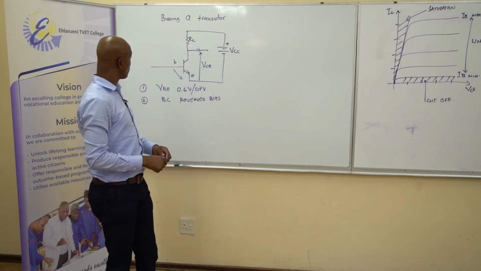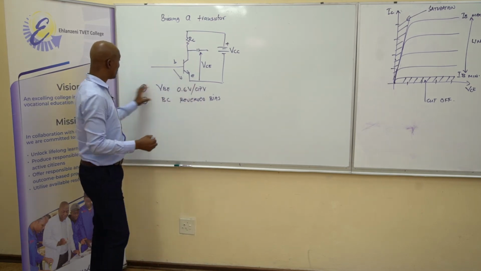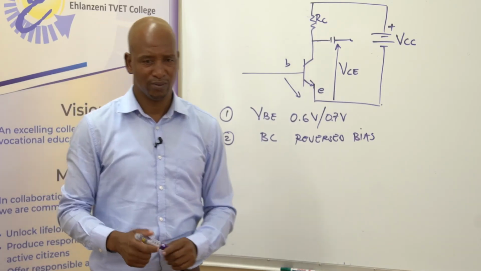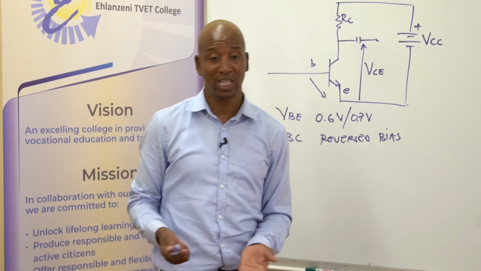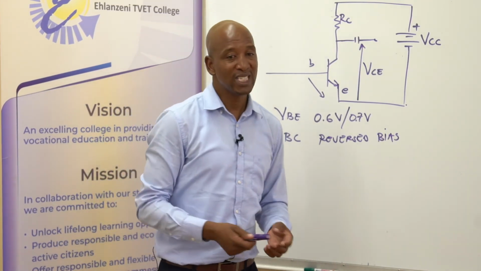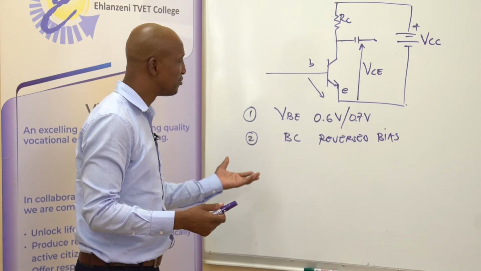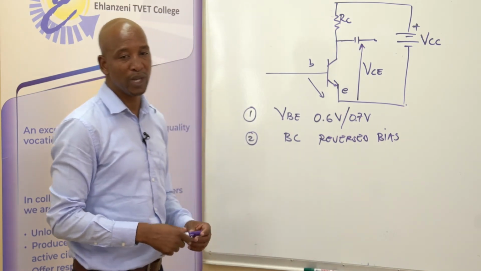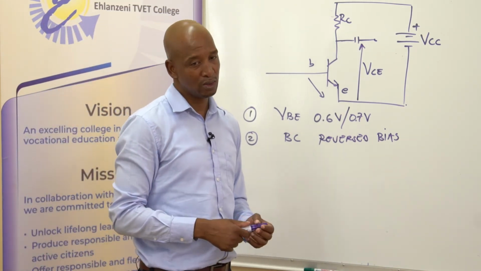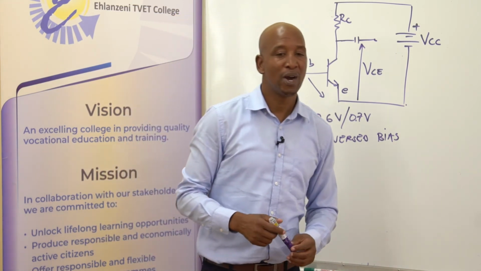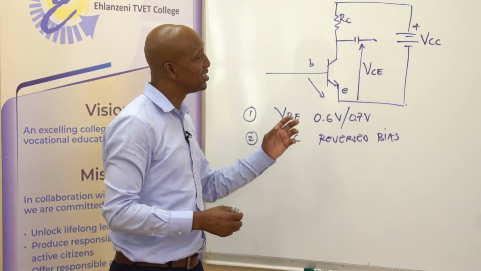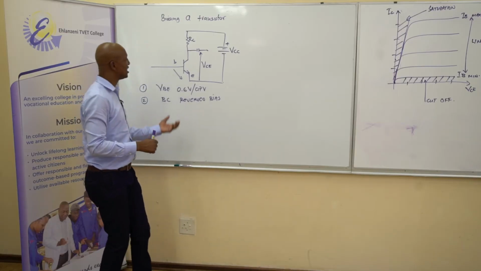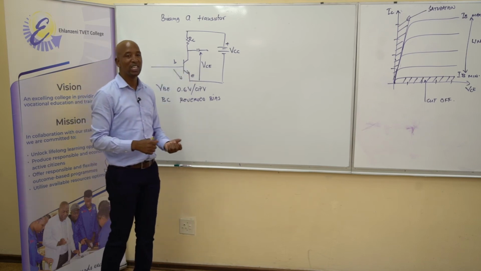So for you to bias a transistor as an amplifier, these are the conditions that must be met. You must also take into consideration the maximum values across the transistor, Q, and the maximum values of IC that will be allowed into the circuit, and also the maximum power that can be dissipated by the transistor. Those are the points you should consider when designing an amplifier using a bipolar junction transistor.